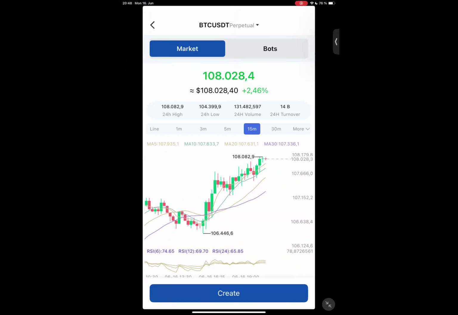It's only when you are trading on the futures market that you can make profit even when the market is going down. But on the spot market, you only make profit when the market is going up.